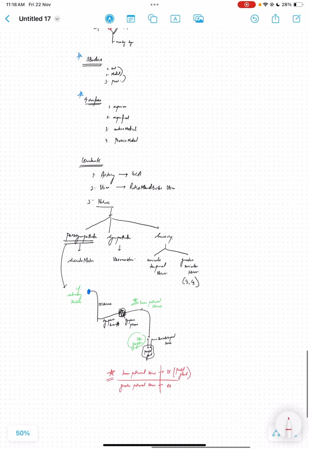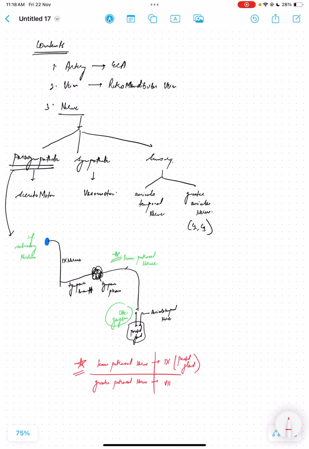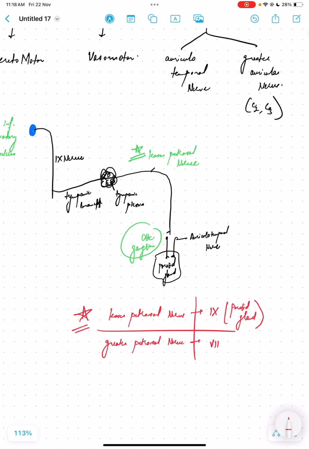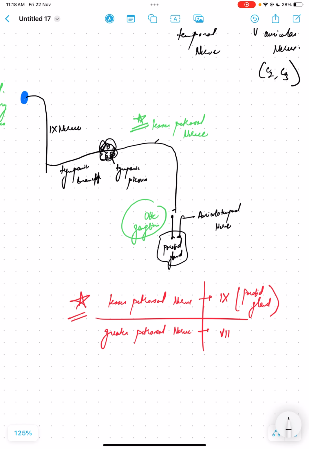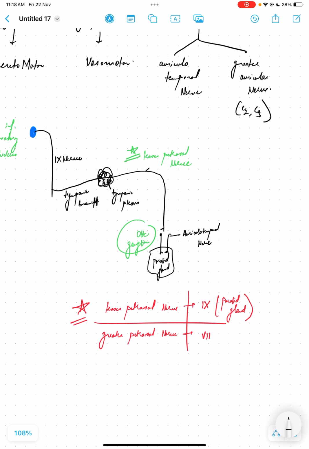Do listen to this nerve supply. It is very important and you can draw this diagram in your paper as such. It will add marks to your presentation or your answer.